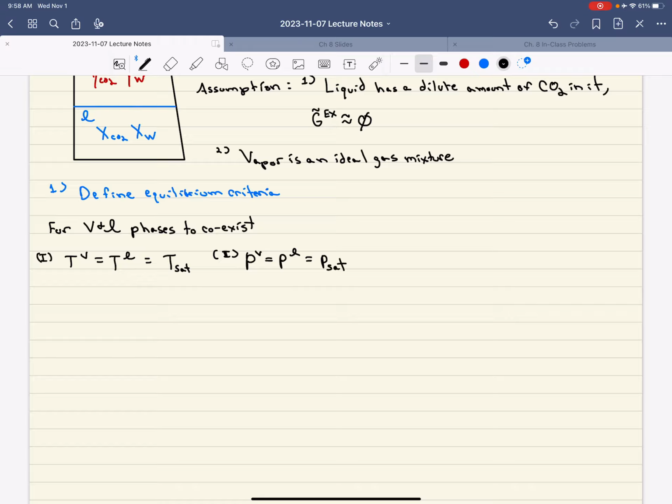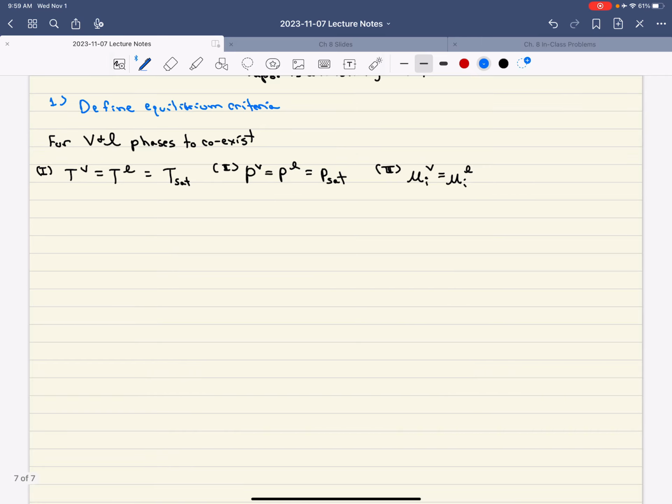Right? And the final criteria: the chemical potential of species I in the vapor phase needs to be equal to the chemical potential of species I in the liquid phase. So this applies for either water or CO2. Same sort of criteria we used before. Our second step is now we need to define our chemical potential formulas.